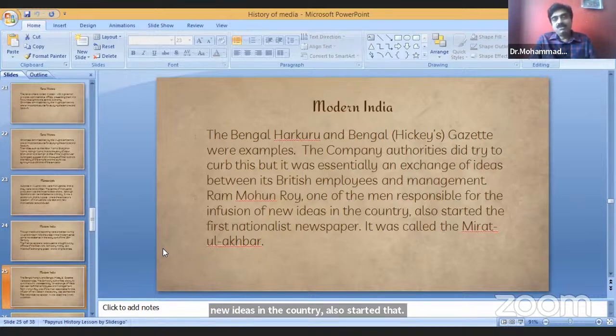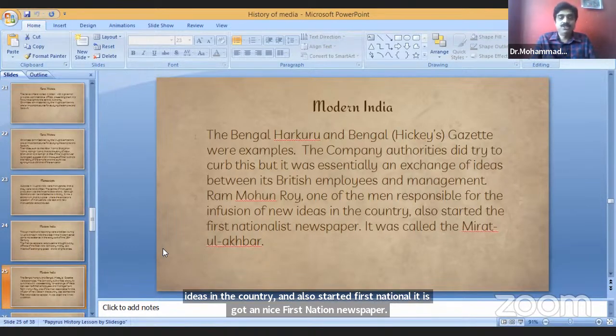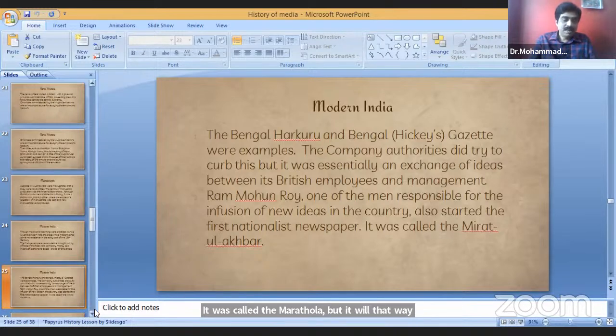The Bengal Gazette was first started in 1780, initially in Bengal. The first paper was printed in Bengal, and the name was Bengal Gazette. After that, Raja Ram Mohan Roy, the Indian, Bengal-based person, also responsible for the infusion of new ideas in the country, started the first nationalist paper. It was called the Mirat-ul-Akbar, a Persian paper that he started from Bengal soil.